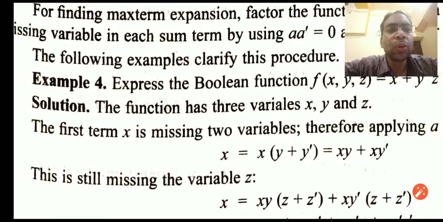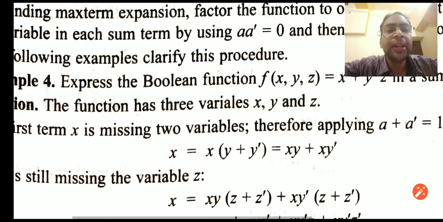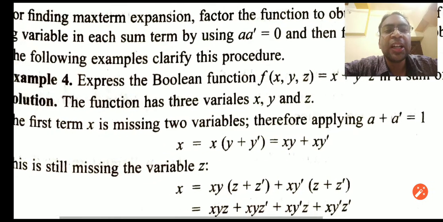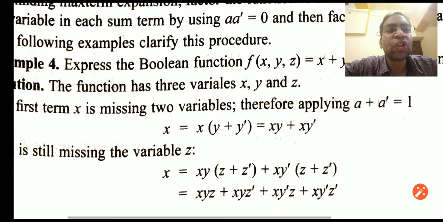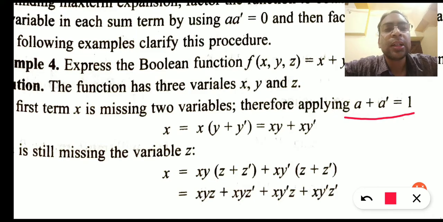So the working rule is that we have one missing variable in this, that is y. So we will begin by adding this y variable into the expression. We can use the property of complement, that a plus a bar is always 1. So we can write x as x dot (y plus y bar), because y plus y bar is 1 and x dot 1 is always x.